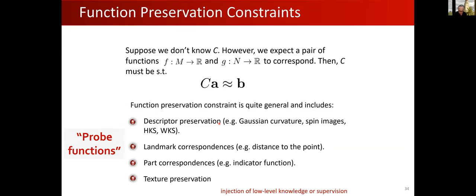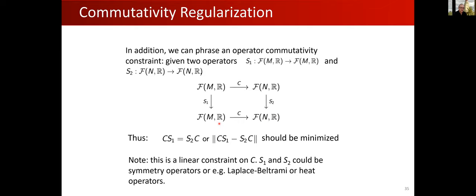In addition, we can try to preserve certain higher level invariances so as to regularize the map. For example, many 3D shapes have left to right symmetry. And a symmetry is a self map. It's a map from the source to itself and a map from the destination to itself. Because it's a self map, it has a functional form mapping the function space of the domain to itself, and similarly in the range, mapping the function space of the range to itself. So if we want the map to preserve symmetries, what this means is that we want this diagram to commute. That is, if we apply a symmetry on the domain and then map, that should be the same as first mapping and then applying a symmetry on the range.